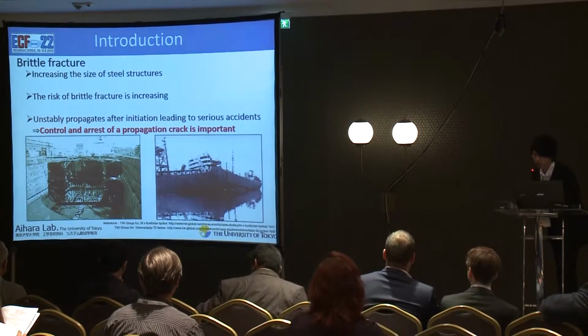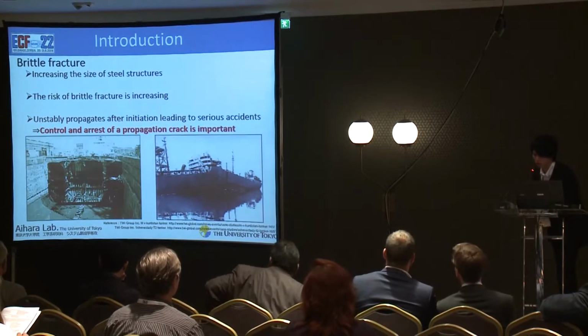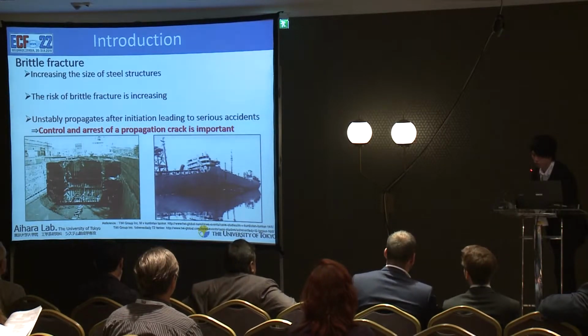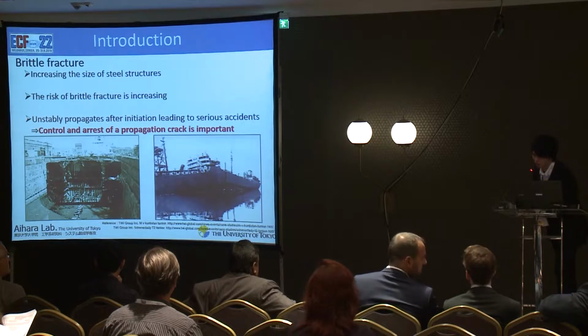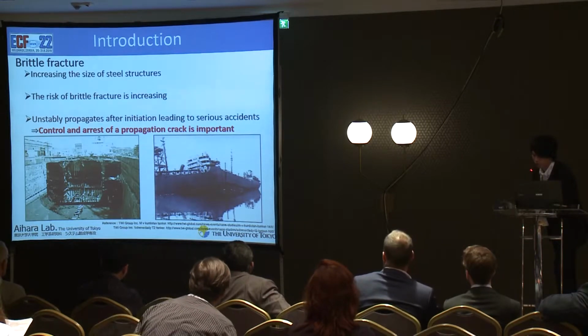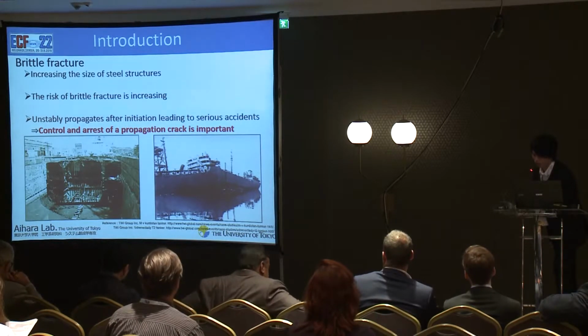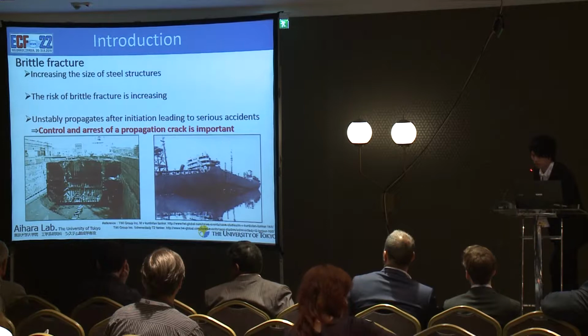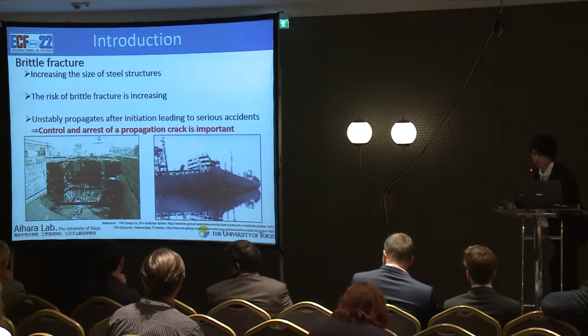Recently, as the structures using steel plates like container ships are becoming bigger, high-strength steel plates for these structures are becoming thicker. So the risk of brittle fracture is becoming higher. Brittle fracture abruptly initiates from a small flaw and unstably propagates after initiation, leading to serious accidents. So control and arrest of crack propagation is important.